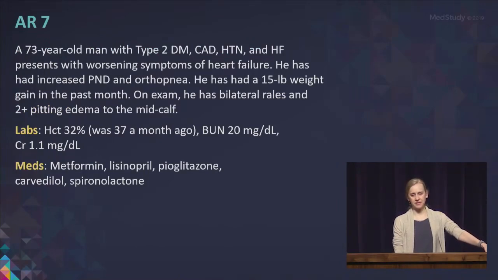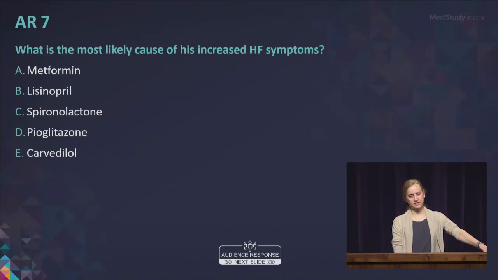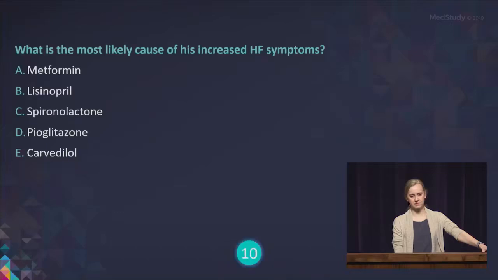A 73-year-old man with type 2 diabetes, coronary artery disease, hypertension, and heart failure presents with worsening symptoms of his heart failure. He has had increased PND and orthopnea, and he has had a 15-pound weight gain in the past month. On exam, he has bilateral rales and 2+ pitting edema to the mid-calf. On labs, his hemoglobin is 32%. It was 37 a month ago. His BUN is 20, and his creatinine is 1.1. His medications are metformin, lisinopril, pioglitazone, carvedilol, and spironolactone. So what's the most likely cause of his increased heart failure symptoms?